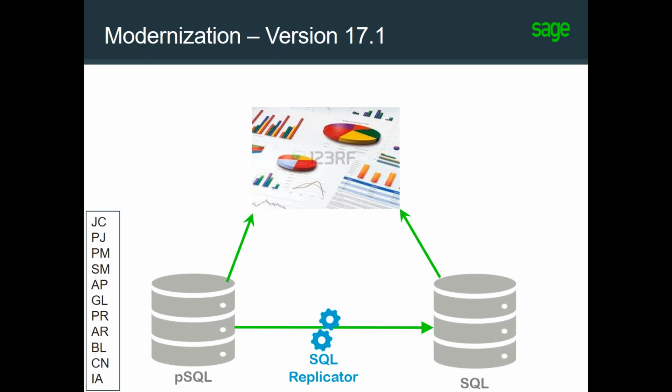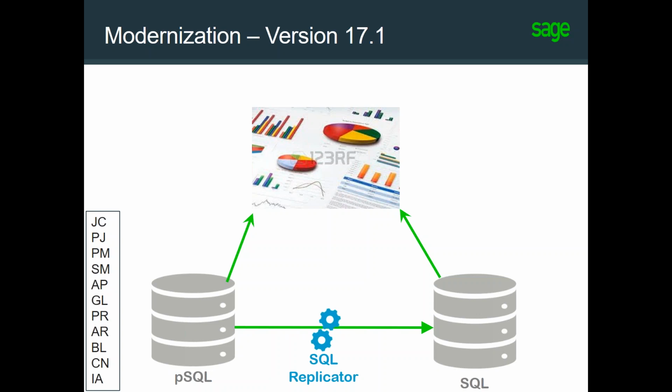Why is that important? Well, the number one reason, speed. What we find is that your typical report that might take 5 minutes running off the Pervasive database takes less than a minute running off of a Microsoft SQL database. So it is a much more efficient use of the database structure.